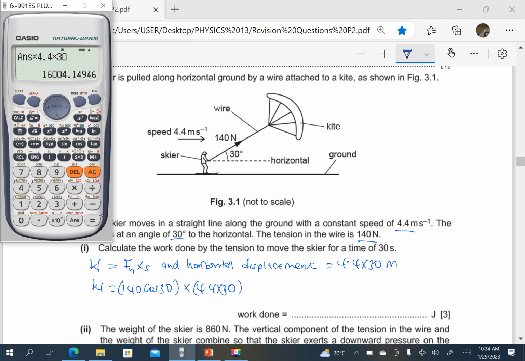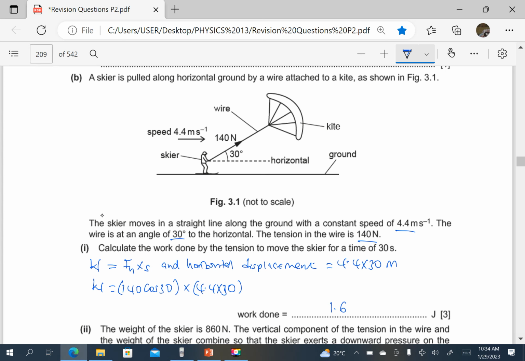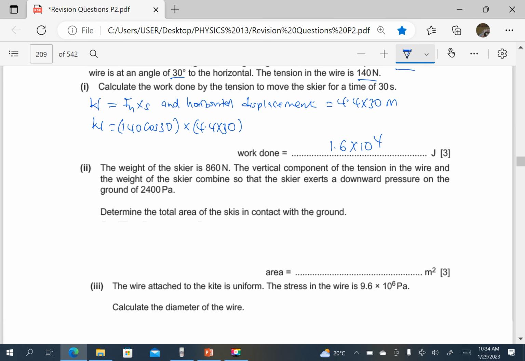So that is 16,000 or 1.6 times 10 power 4. So the work done is 1.6 times 10 power 4 in joules. The weight of the sky is 860 newtons.